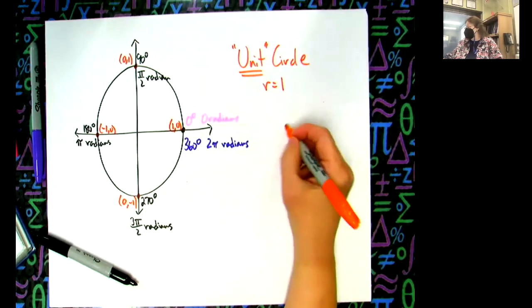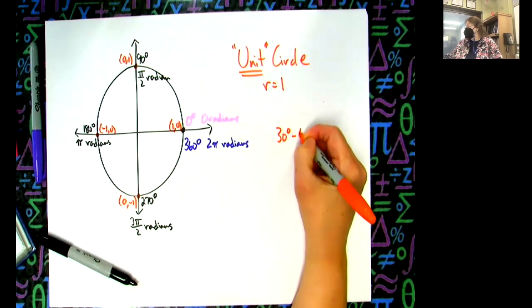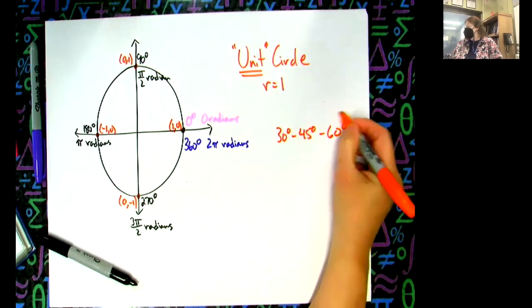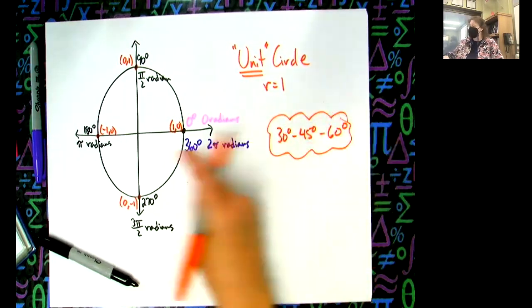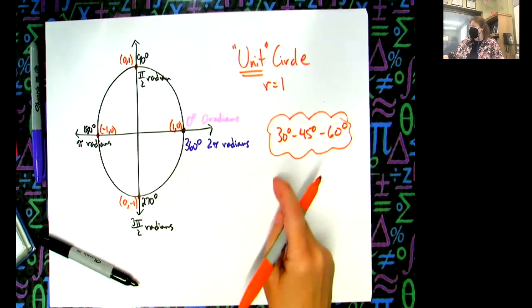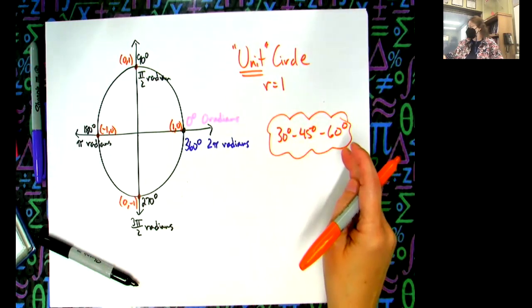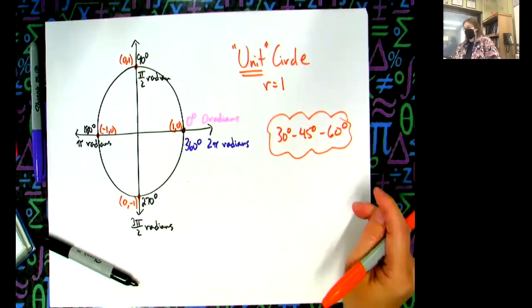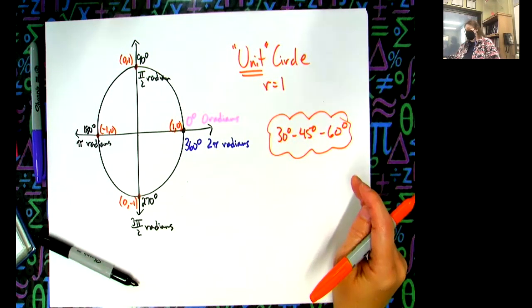We're going to figure out what 30 degrees is, what 45 degrees is, and what 60 degrees is. Those are the only ones that we're going to put on our unit circle: 30, 45, and 60. Now why? Let's hope you had really good geometry teachers.